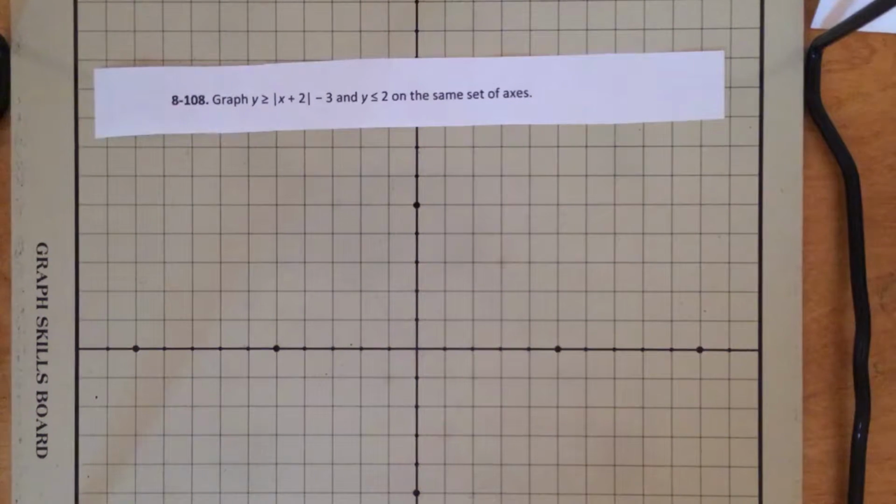This is problem 8-108. Graph y is greater than or equal to the absolute value of x plus 2 minus 3, and y is less than or equal to 2 on the same set of axes. So I'm going to start with the absolute value problem.